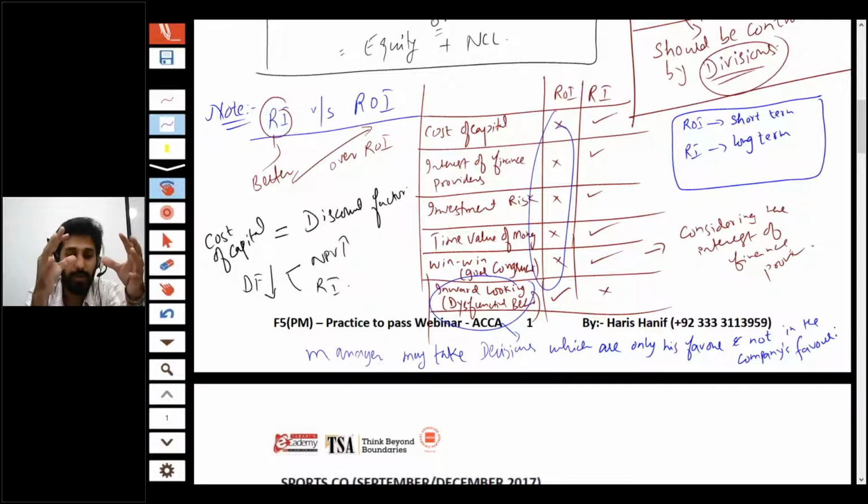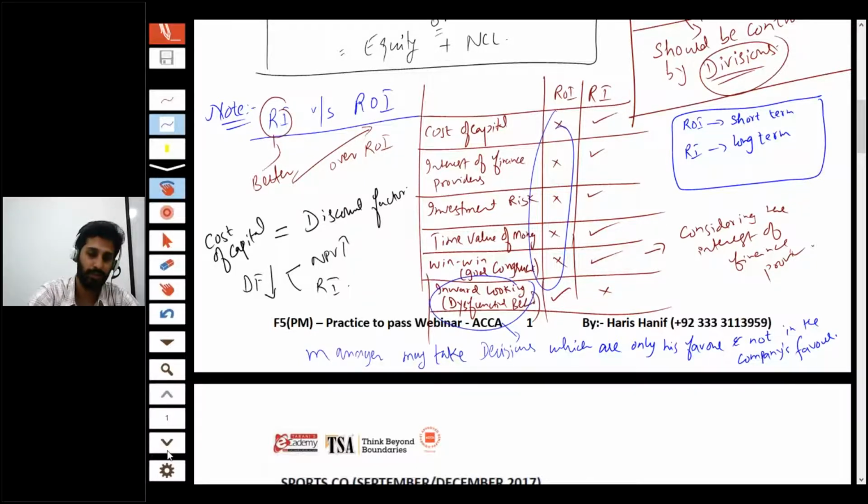So it may be possible that while receiving ROI as the performance target, I may be focusing on short-termism. All right, so this is a prescribed summary of which KPI is better. Your answer should be RI is better. So this is the summarized picture.